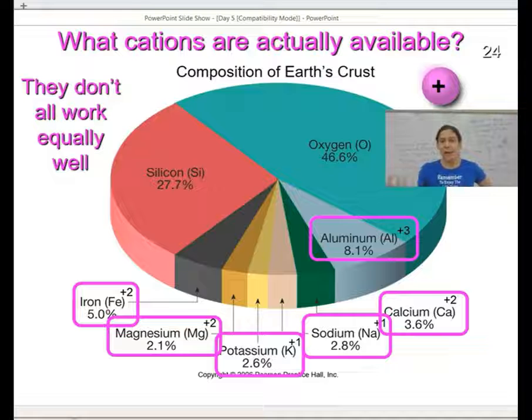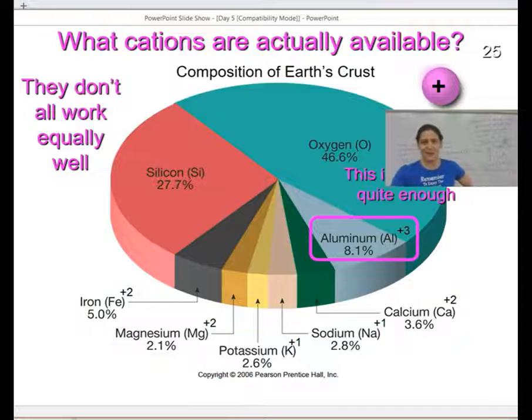So not all cations work equally well. Some cations will be more likely to form minerals than other cations. So let me just show you some examples here. Let me get rid of my face. You don't need my face anyways.